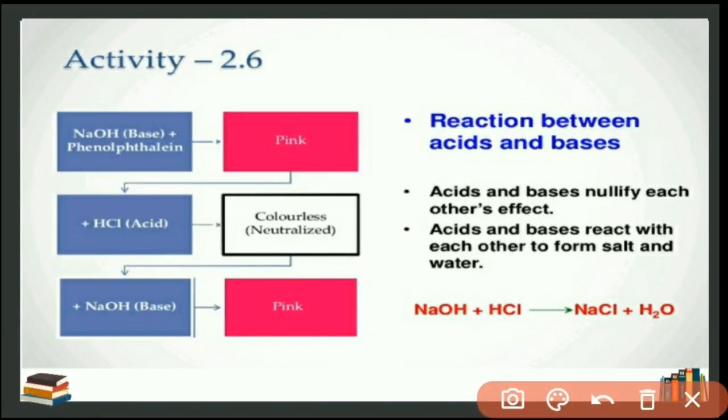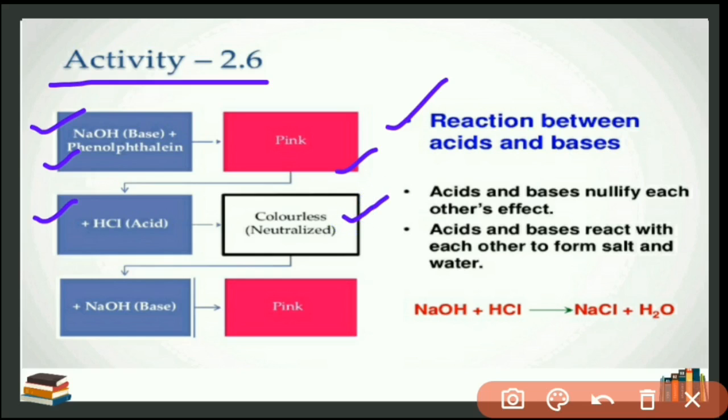Next, Activity 2.6. In this activity we observe the reaction between acid and base. For this activity, take a test tube. In the test tube, take 2 ml of the strong base sodium hydroxide and add 2 drops of phenolphthalein indicator, and we observe that the solution becomes pink in color. To the above solution, add 2 drops of concentrated hydrochloric acid, and we observe that it gradually becomes colorless.